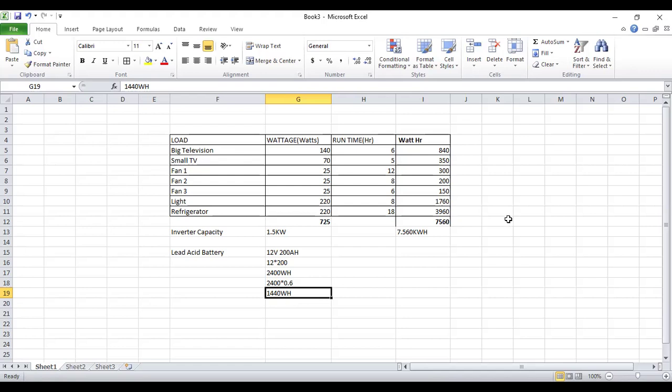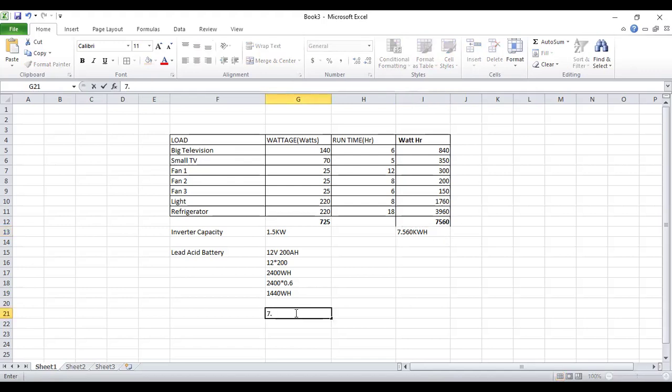So we got 1,440 watt hours. That is the total energy we can store and get back from these particular batteries. In this particular load that we were talking about, this client needs 7.560 kilowatt hours of stored energy to be used daily. You understand? So now, what do we do? We simply divide to get the number of batteries.